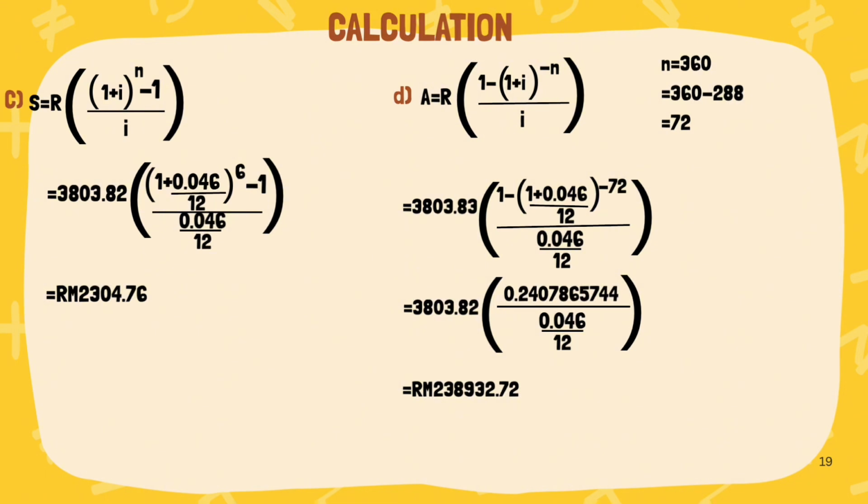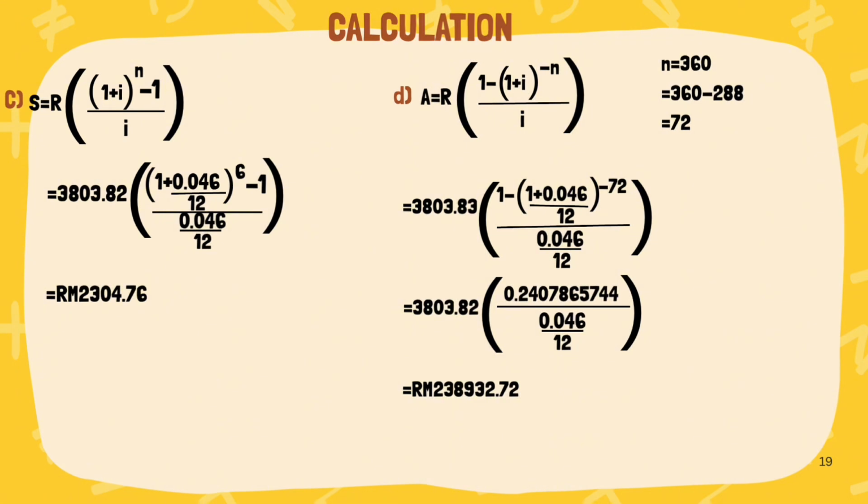For this part, we are required to find the present value of an annuity. The formula used is A equals R, 1 minus in bracket 1 plus I in bracket negative N, over I. Based on the question, the total number of payments is 360 months, and after deducting 288 months, the remaining period is 72 months.